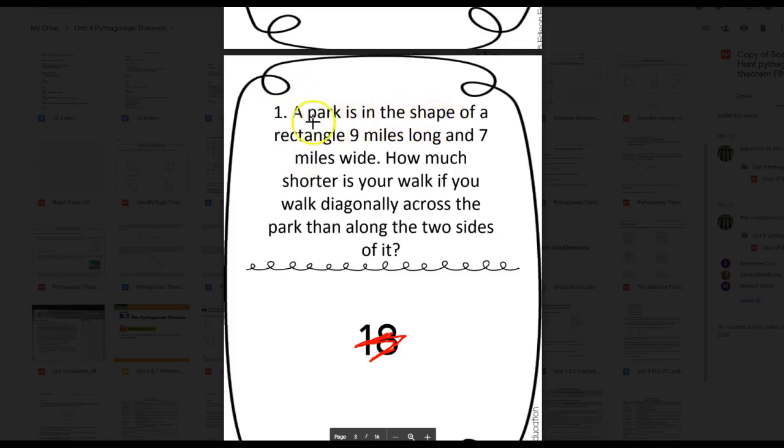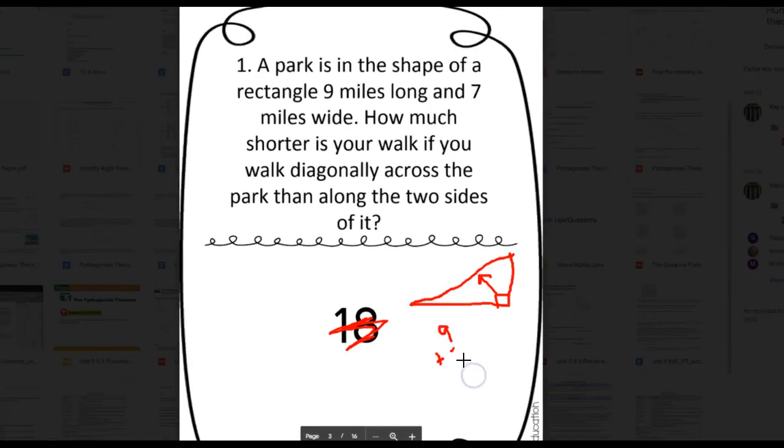A park is in the shape of a rectangle 9 miles long and 7 miles wide. How much shorter is your walk if you walk diagonally across the park? So this is an extra answer here. First, you need to find your hypotenuse, and then you need to add 9 plus 7.